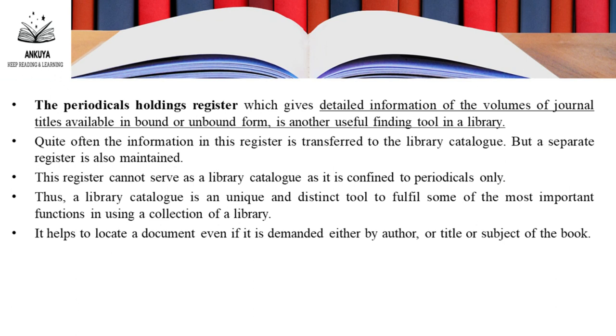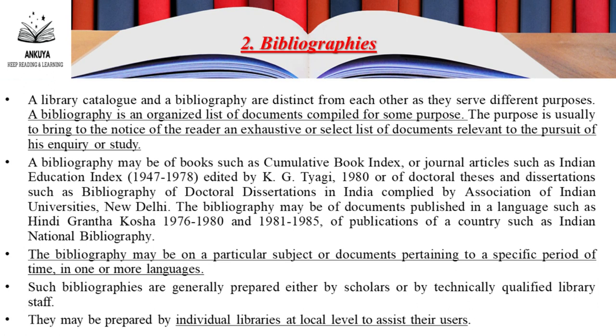Thus, a library catalog is a unique and distinct tool to fulfill some of the most important functions in using a collection of a library. It helps to locate a document even if it is demanded either by author, or title, or subject of the book. Point 2. Bibliographies. A library catalog and a bibliography are distinct from each other as they serve different purposes. A bibliography is an organized list of documents compiled for some purpose.